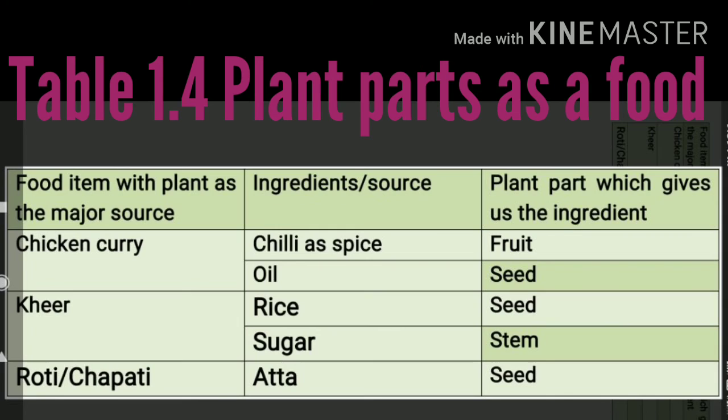And we have seen which ingredients are needed to prepare those food items, and which plant part we use as an ingredient. If you observe, you came to know that the plant parts we use as food are stem, seed, fruit. Also, as I told first, we use leaves as a vegetable. It is also a plant part. Also we use flower, a plant part, as a vegetable.